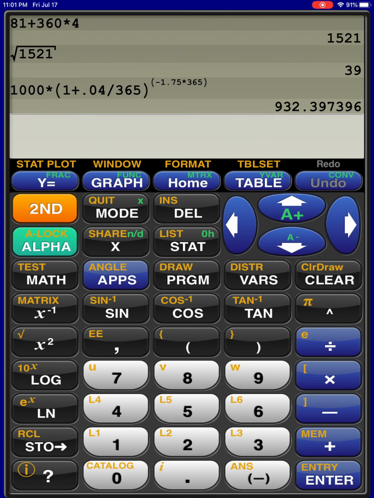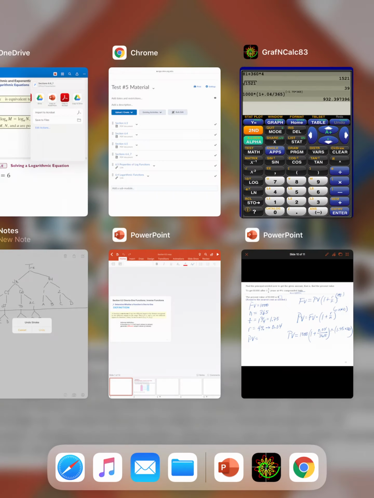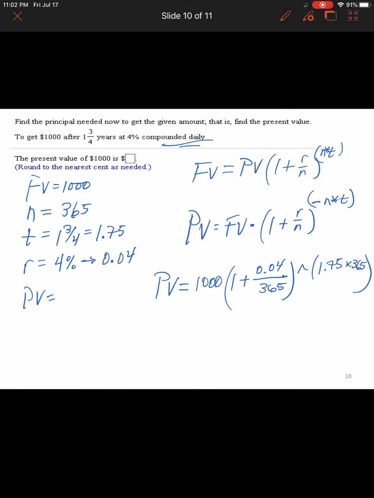So we need to invest $932.40. Ooh, look how I lost my negative sign. I put it in the calculator though. So $932.40 is how much you need to invest right now if you want to get $1,000 in almost 2 years. That means you ain't getting nothing but $67.60 after waiting almost 2 years. Don't waste your time.